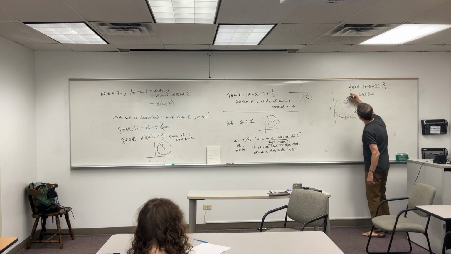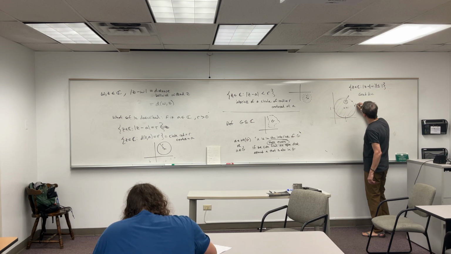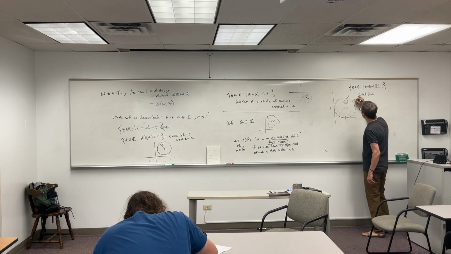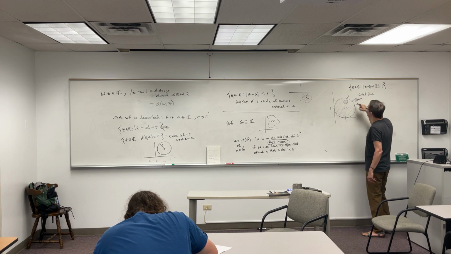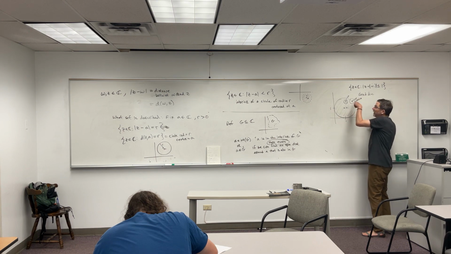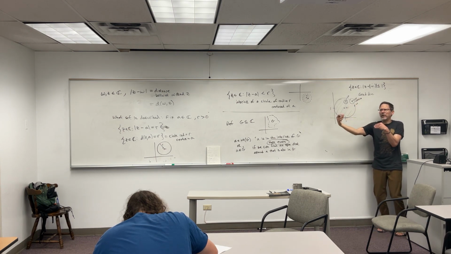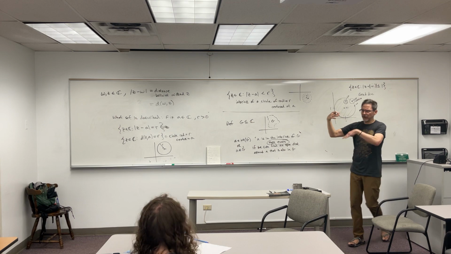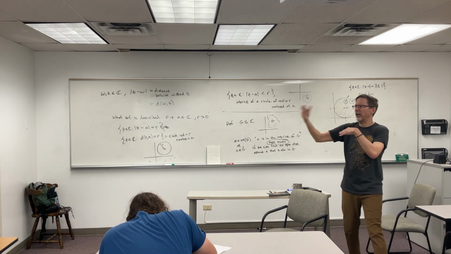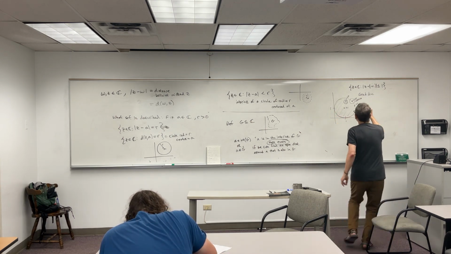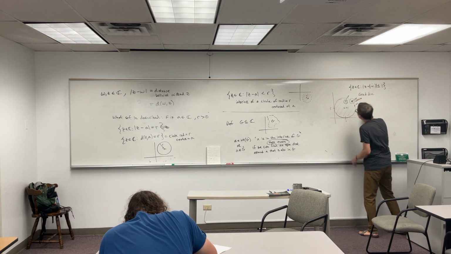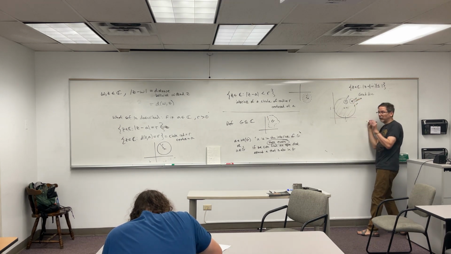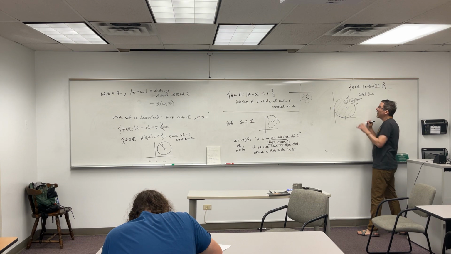So this is interior. This is interior. This is not interior, because there's no circle around this point that is completely contained inside the set. There's always a little spillage outside, and there's stuff inside, but there's always spillage out of the set, no matter how tiny the circle is, part of it's always outside. So that's not an interior point. That's called a boundary point.